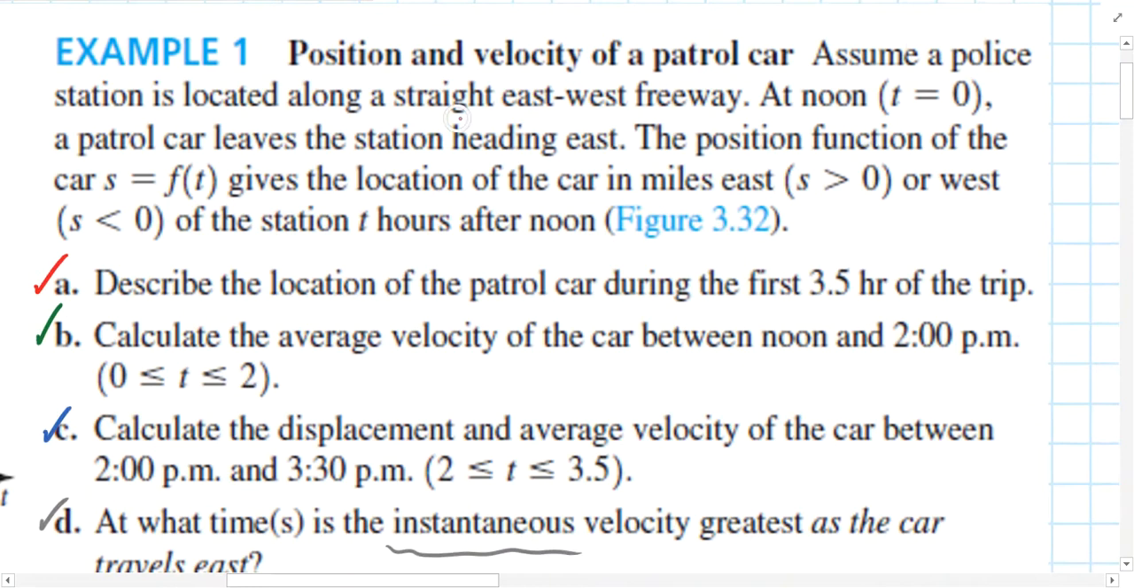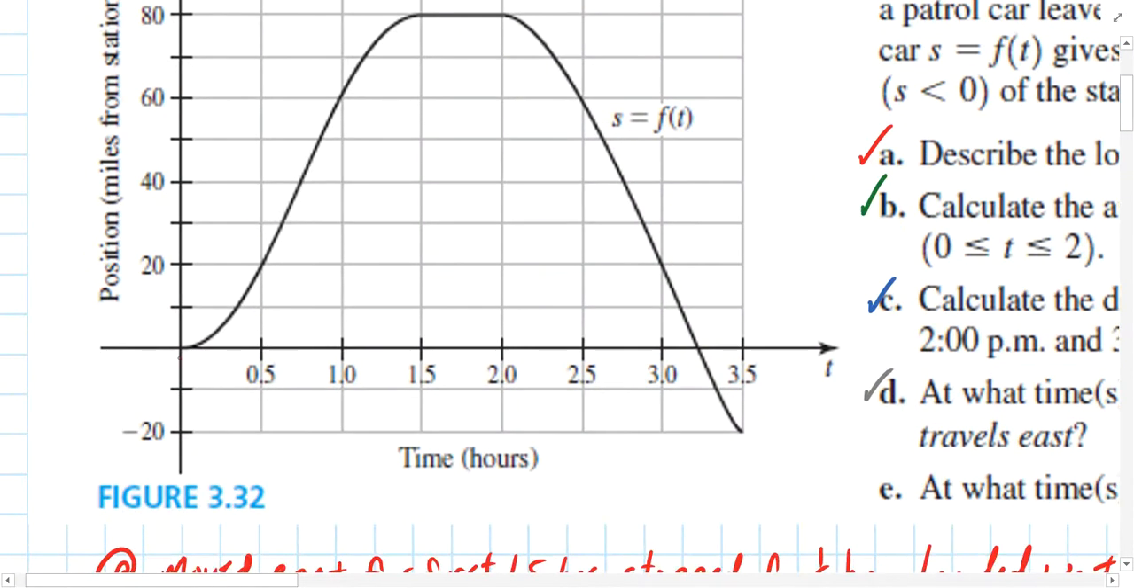All right, so for question A and example number 1, let's just review what's happening here. We've got a police station that's located on a straight east-west freeway, so the highway is running directly east and west only. At noon, which is when time is equal to 0, a patrol car leaves the station heading east. So if this is noon at time 0 and we're heading east, then it's reasonable to imply that a positive y value represents a position east of the patrol station, and a negative y value represents a position that's west of the station.